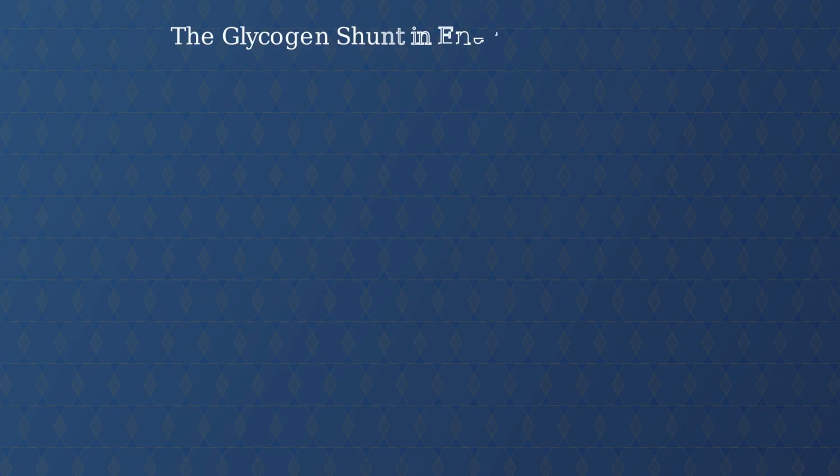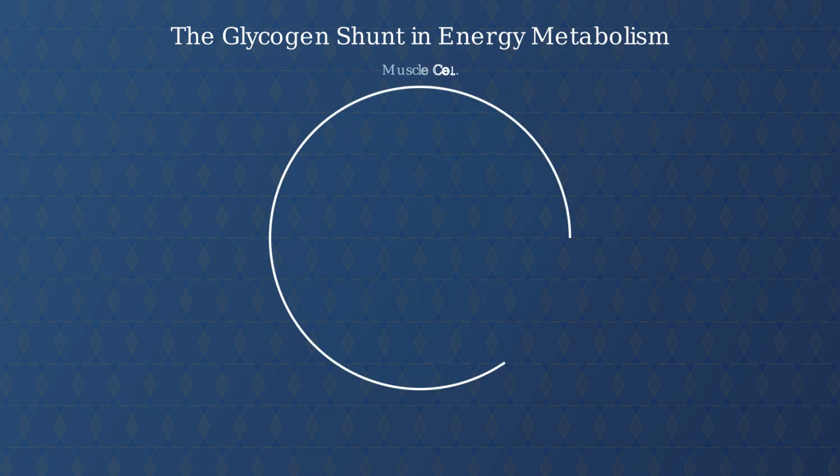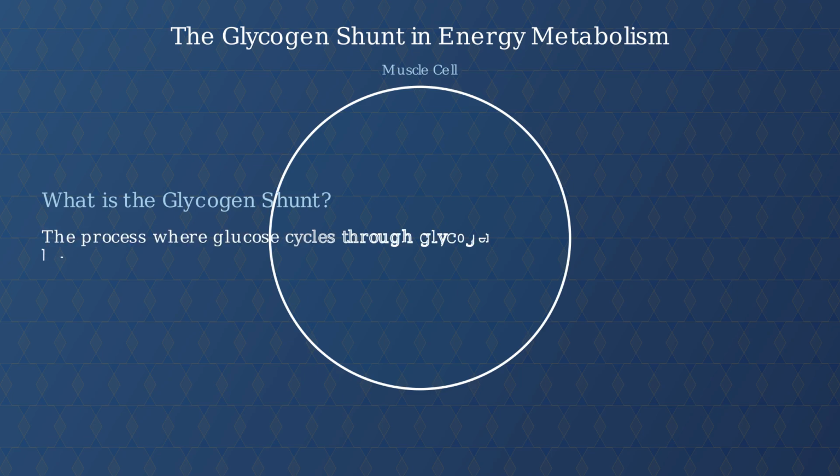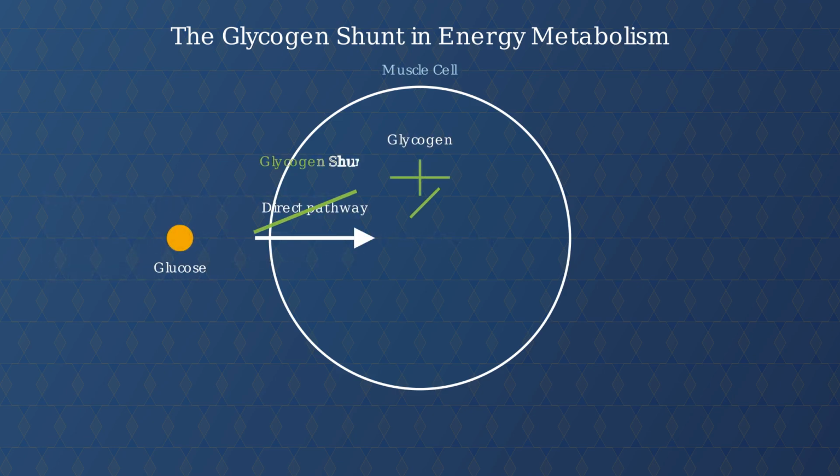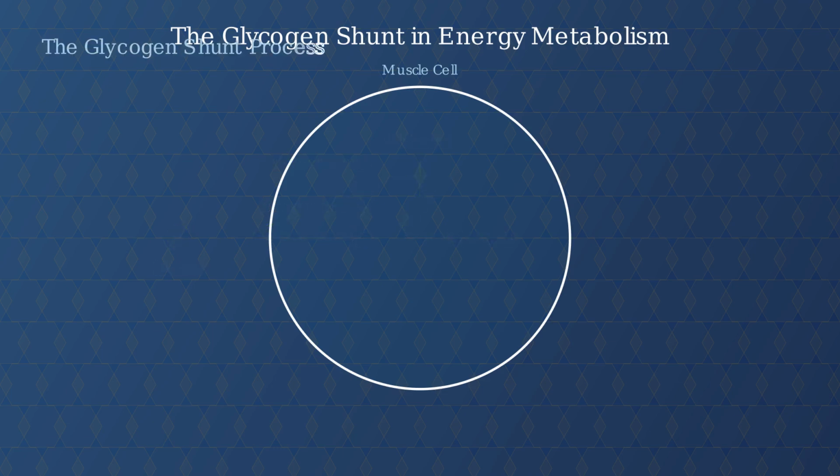The glycogen shunt is a metabolic pathway where glucose passes through glycogen before entering glycolysis. Even when glucose is abundant, some glucose molecules cycle through glycogen formation and breakdown before continuing to glycolysis. Let's visualize the glycogen shunt pathway. The glycogen shunt involves multiple steps.